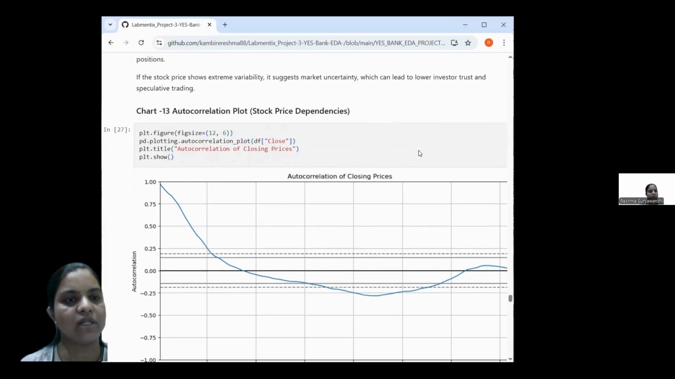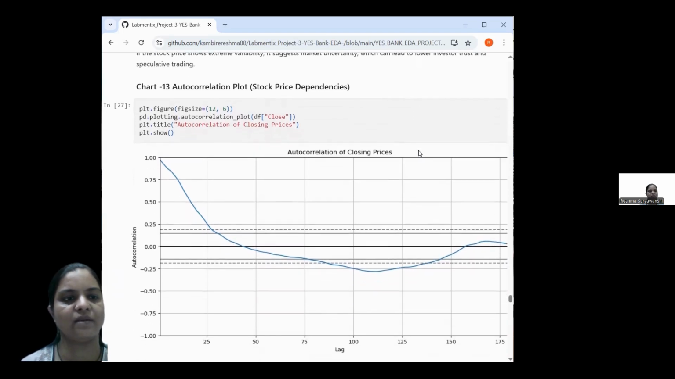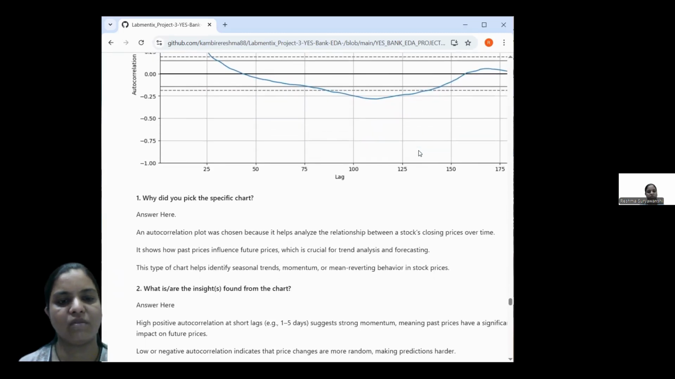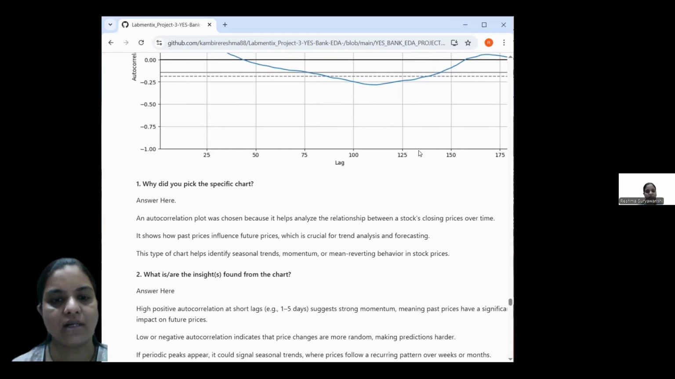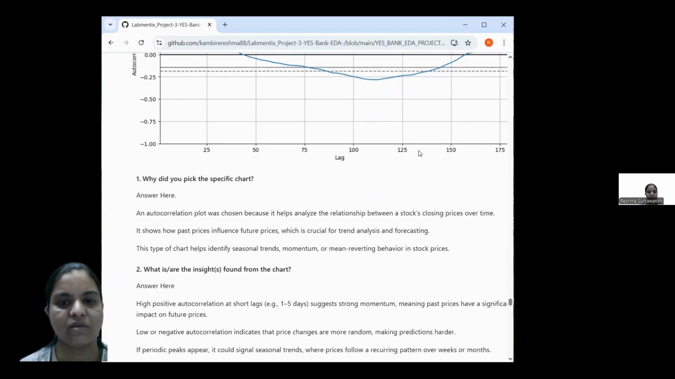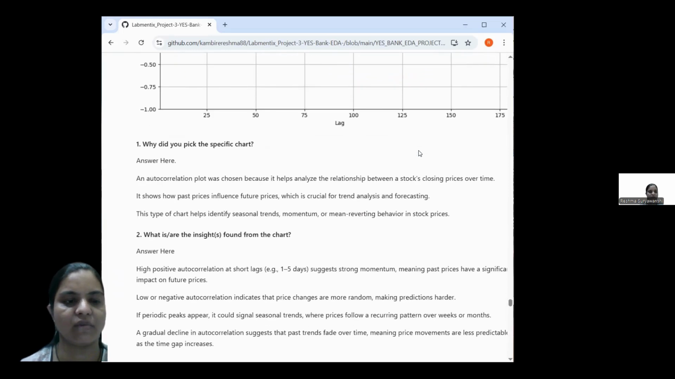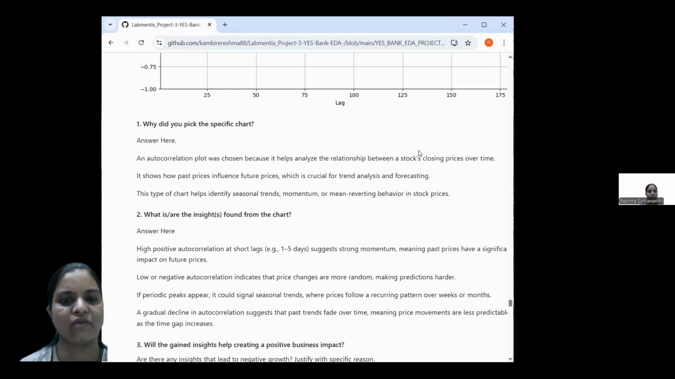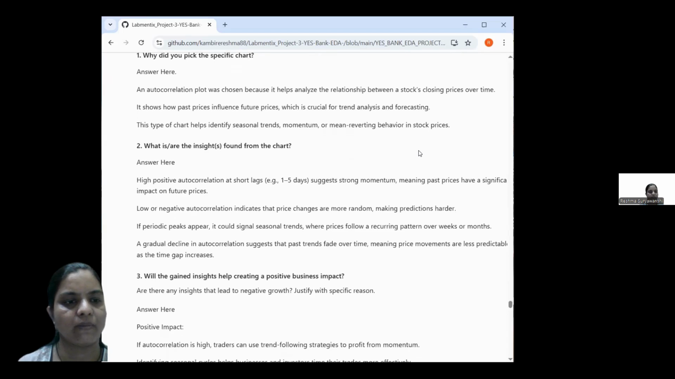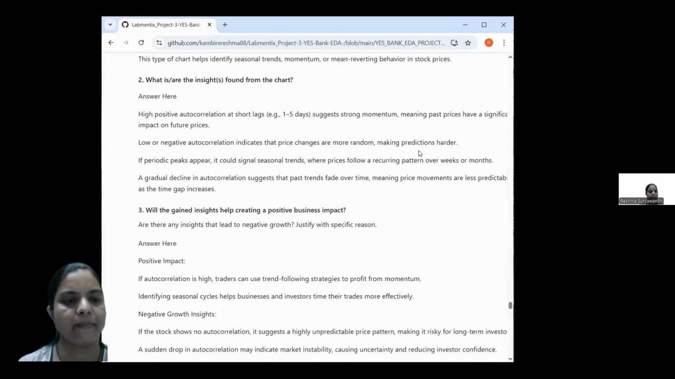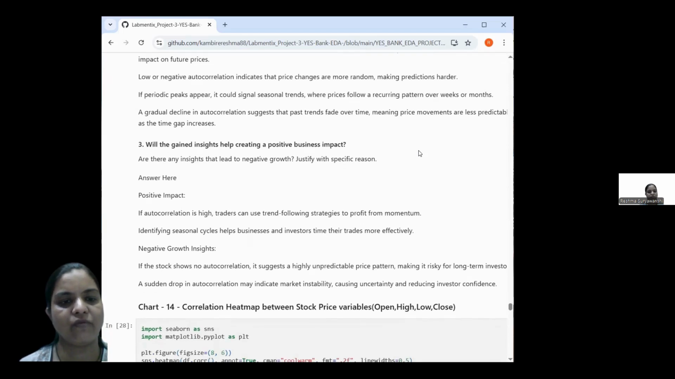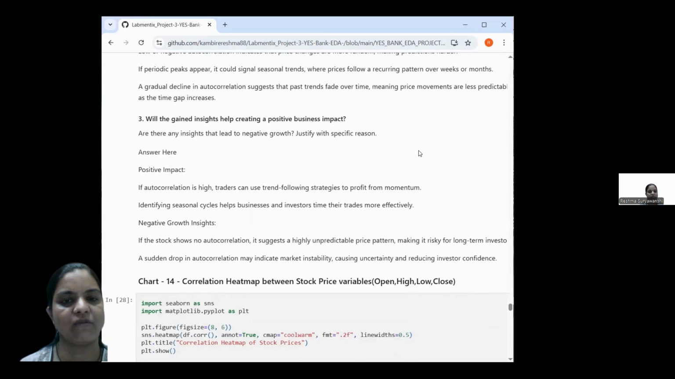Next is autocorrelation plot, stock price dependence, where an autocorrelation plot was chosen because it helps analyze the relationship between a stock's closing price over time, which shows how past price influences future price, which is crucial for trend analysis and forecasting. If autocorrelation is high, traders can use trend following strategies to profit from momentum.